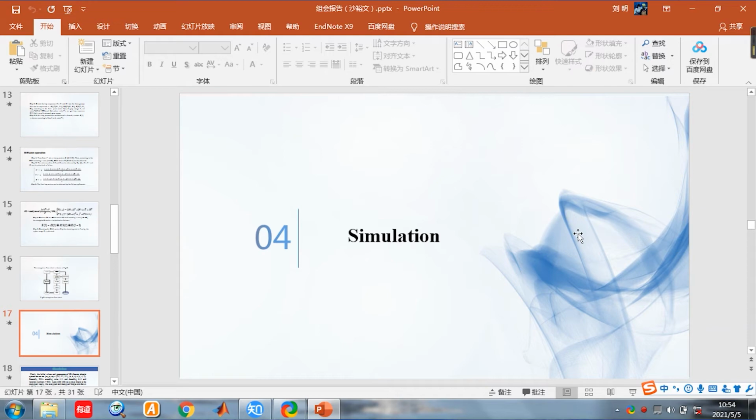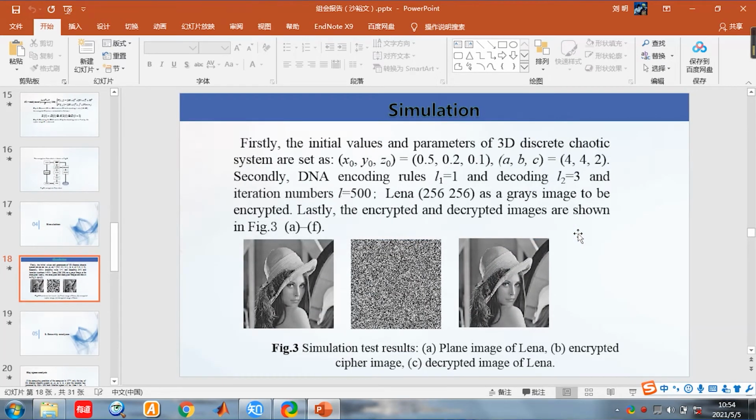Simulation. Firstly, the initial values and parameters of the 3D discrete chaotic system are set: S0, Y0, and Z0 are these, and A, B, C are these. Secondly, the DNA encoding rule L1 is E, the decoding rule L2 is 3, and the iteration number L is 500. Lena is used as the gray image to be encrypted. Lastly, the encrypted and decrypted images are shown in Figure 3A to F. Figure 3. Simulation test results.